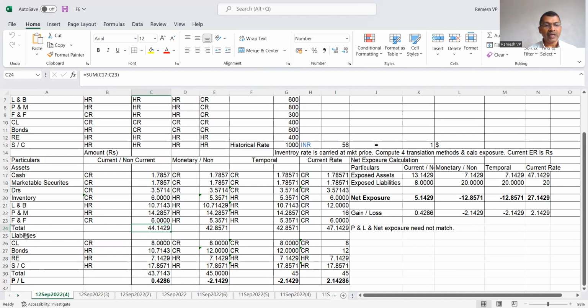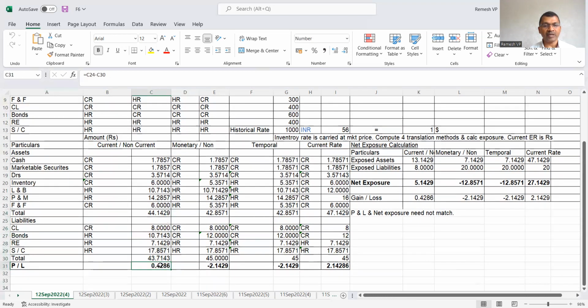Similarly, for liabilities under current and non-current, the current liability we are taking at current rates, and the rest all three we are taking at historical rates. When we multiply the amounts with the applicable exchange rates, the total liabilities we are getting is 43 point something. When we deduct the total liabilities from the total assets, what we get is the profit and loss as seen here against the current and non-current method.